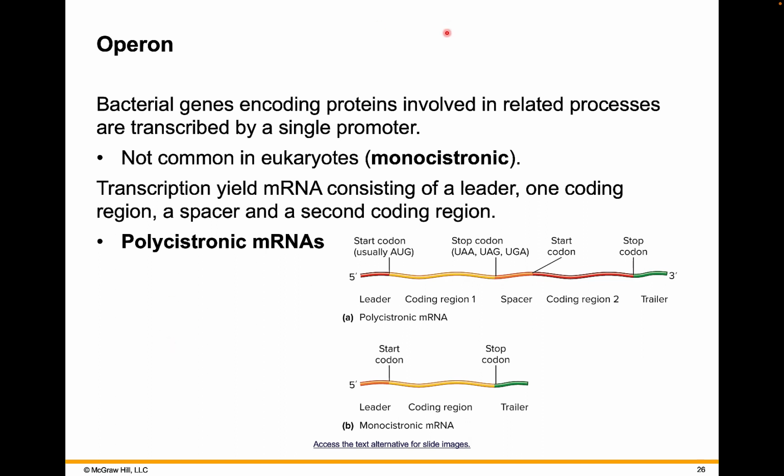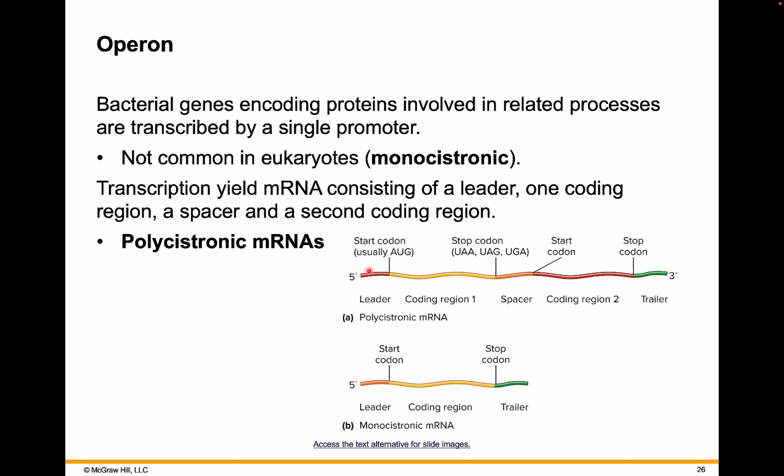Now, the bacterial genes encoding the proteins involved in related processes are transcribed by a single promoter. This is not common in eukaryotes. Eukaryotes do have a monocistronic mRNA, which means you have one promoter, one gene. Whereas in bacteria, you may have polycistronic mRNAs, which have a single promoter and coding regions.